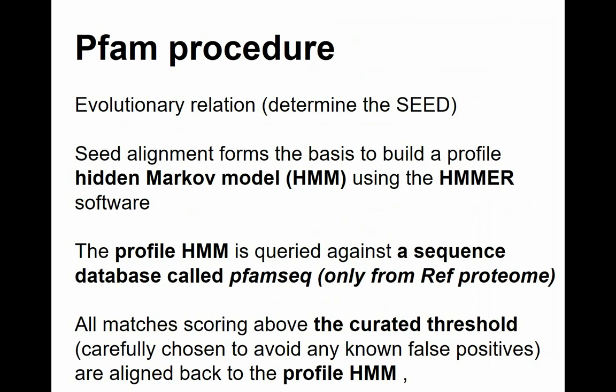Now, the profile HMM is queried against a sequence database, a subset that they took from RefProteomes. So they didn't take any proteome. They have their own set, which includes, by the way, the entire Swiss-Prot and so on. So it's a big set. And all matches scoring above a curator threshold, that's important, will be assigned to this profile HMM, right?